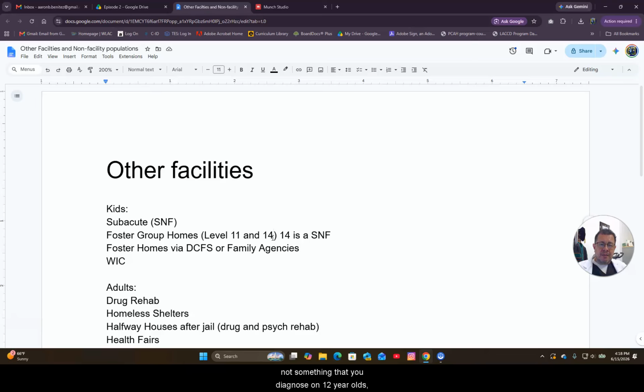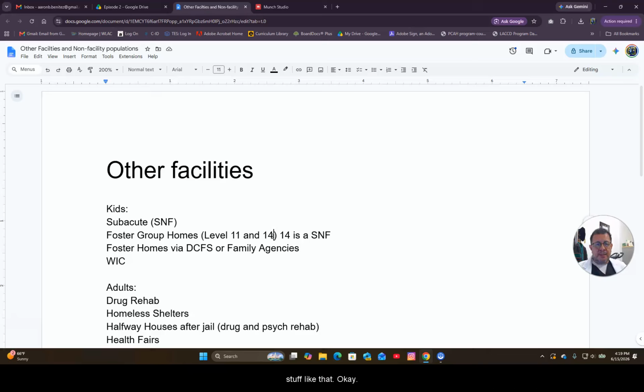You can read up on your medical conditions, but usually schizophrenia is not something that you diagnose on 12-year-olds, 13-year-olds, right? And so all the signs are there, but because their brains are still changing and developing, usually that is not a diagnosis. So most of the diagnoses that you'll find in these places will be mood disorders, suicidal tendencies, mood disorders with schizophrenic tendencies. But they won't say schizophrenia.